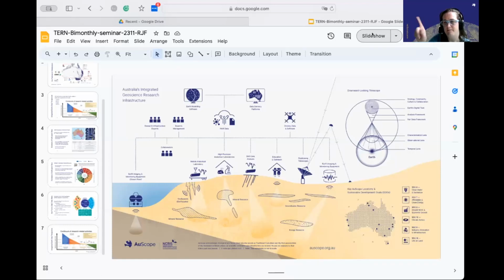This petal diagram, if you can see it, shows that geochemistry is only one of the petals. This is a group of 11 case studies.